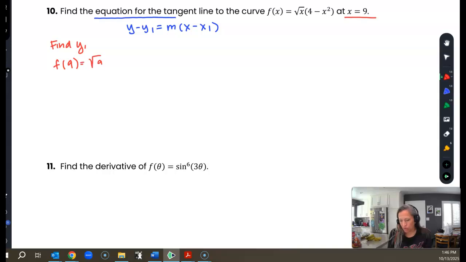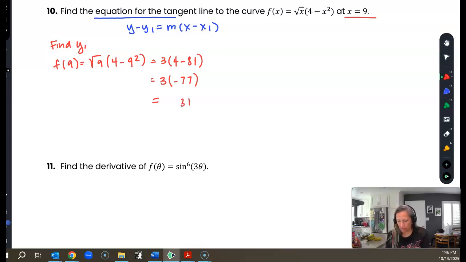So we have the square root of 9 times 4 minus 9 squared. Clearly didn't think this through because this ends up pretty gigantic. We get 4 minus 81. So we had 3 times a negative 77. And this is when I'm going to be really sad because my calculator is way across the room from when I graded the tests. But we have our answer, negative 231.